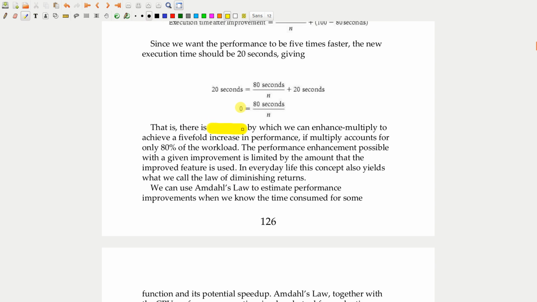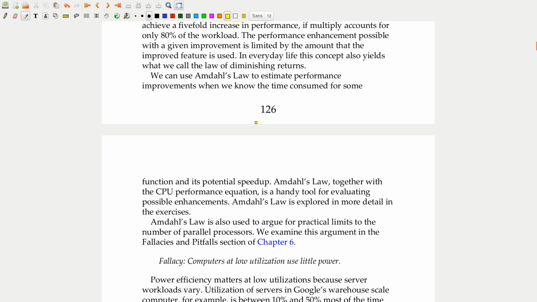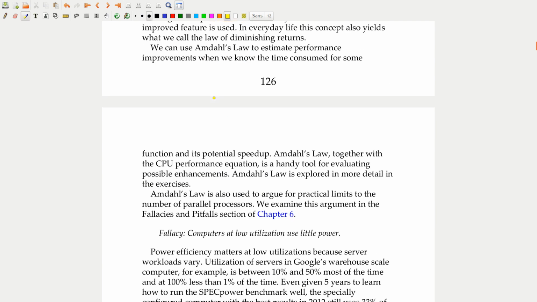There's no amount. So just because we can make one part of the processor infinitely faster doesn't mean that it will actually improve the rest of the performance by a compensatory amount.